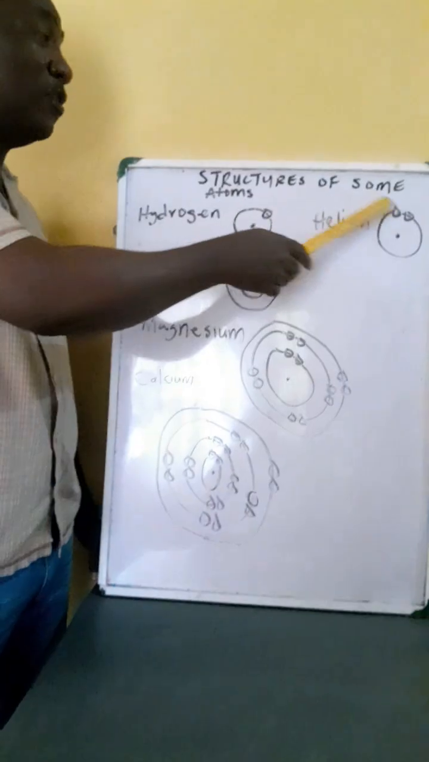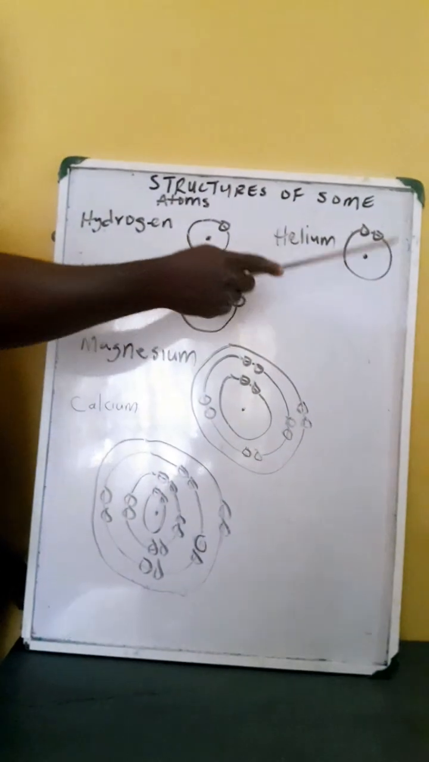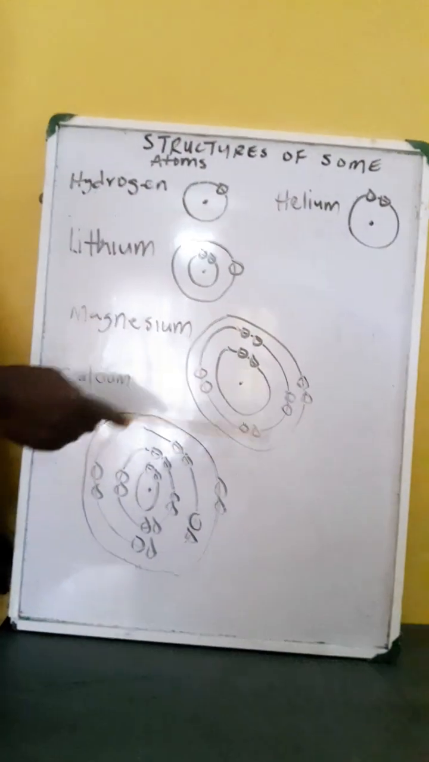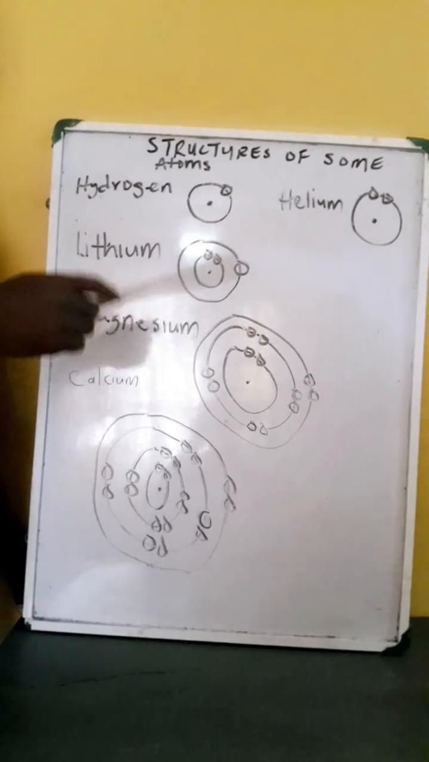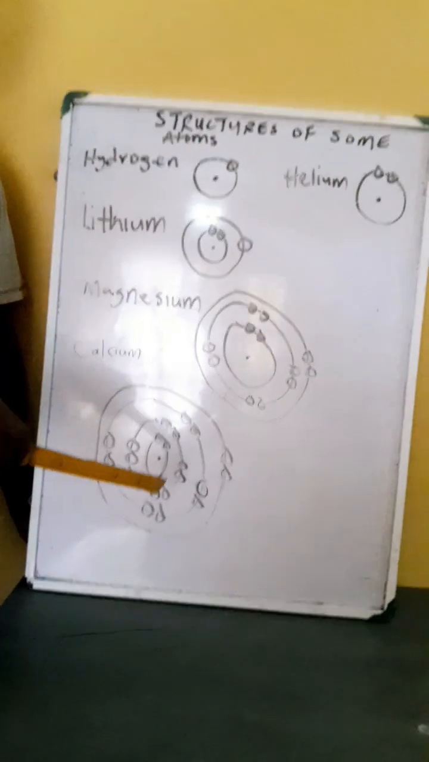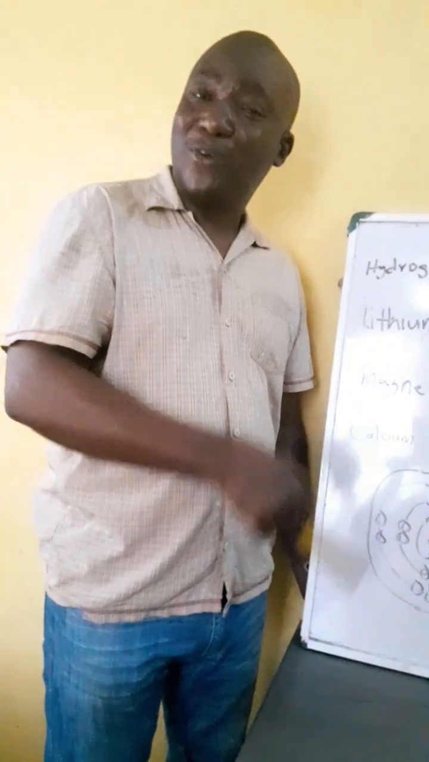So this topic is the structure of an atom. This is an atom. Atoms are the building blocks of elements, and elements are the building blocks of compounds.